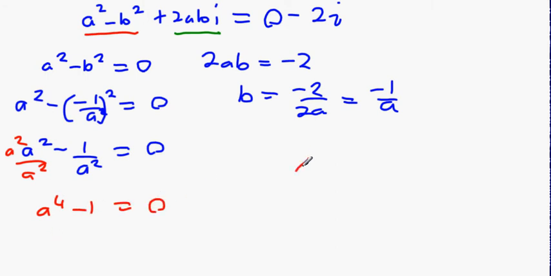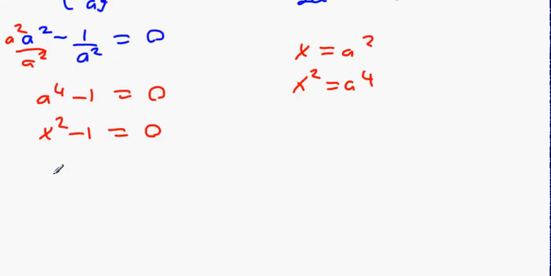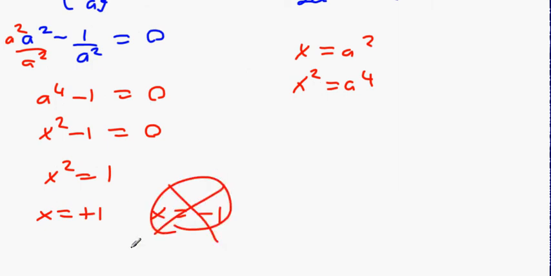And then we're going to change that: let x be equal to a squared. Therefore x squared equals a to the power of 4. So x squared minus 1 equals 0. So what we have here is x squared equals 1, so x equals plus 1 or x equals minus 1. It can't be minus 1 because a squared can't equal minus 1, because it has to be a real number. Therefore a squared equals 1. a is equal to 1 or minus 1.